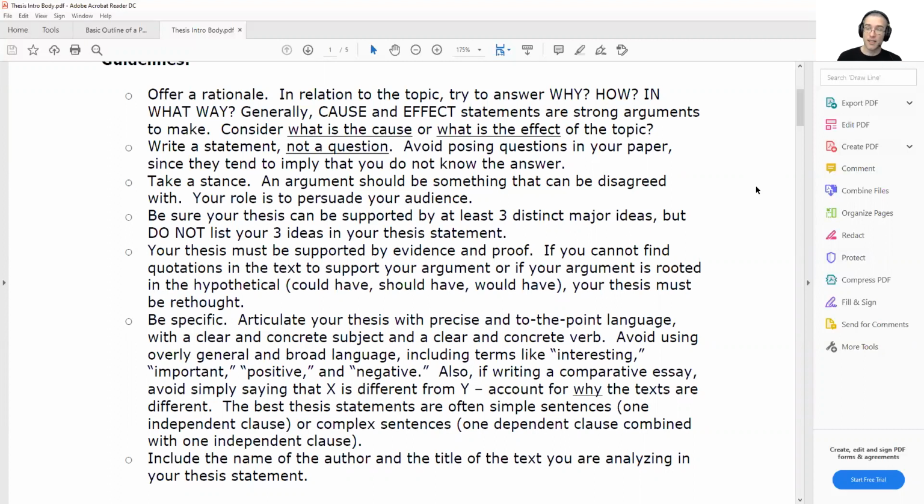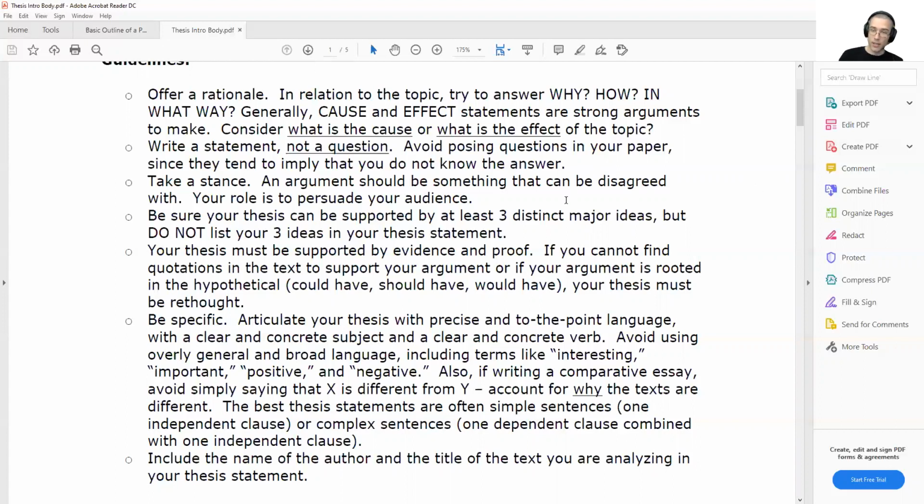Make sure that your thesis is not a question. What is the impact of Charles Dickens' education system, or the education in Charles Dickens' era? You don't want your thesis statement to be a question. You want it to be a direct, declarative, argumentative statement.